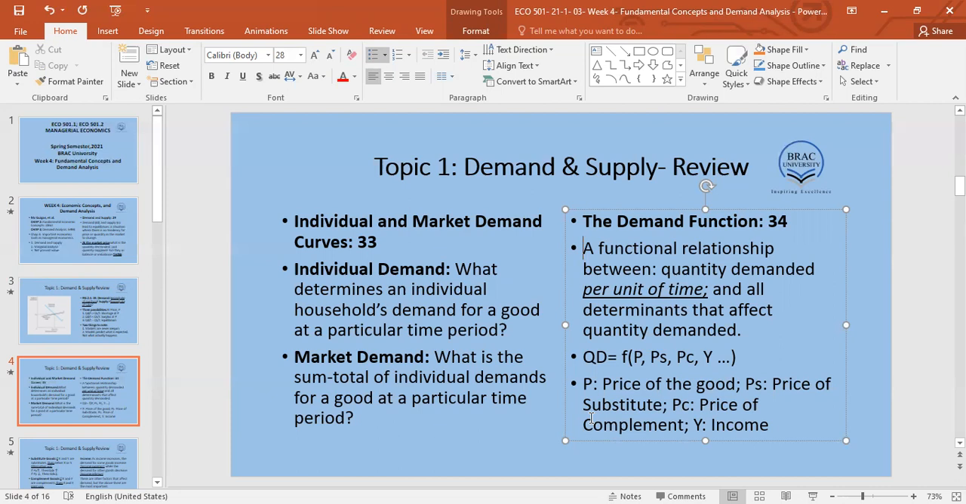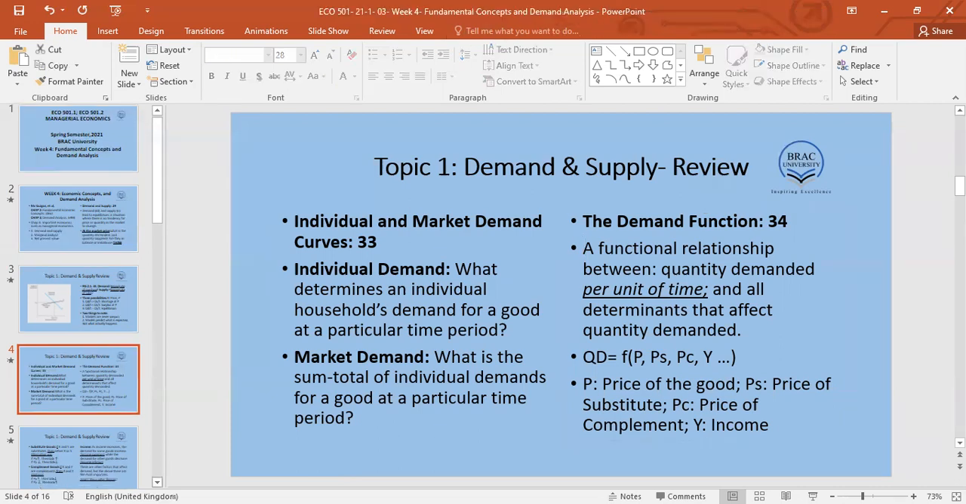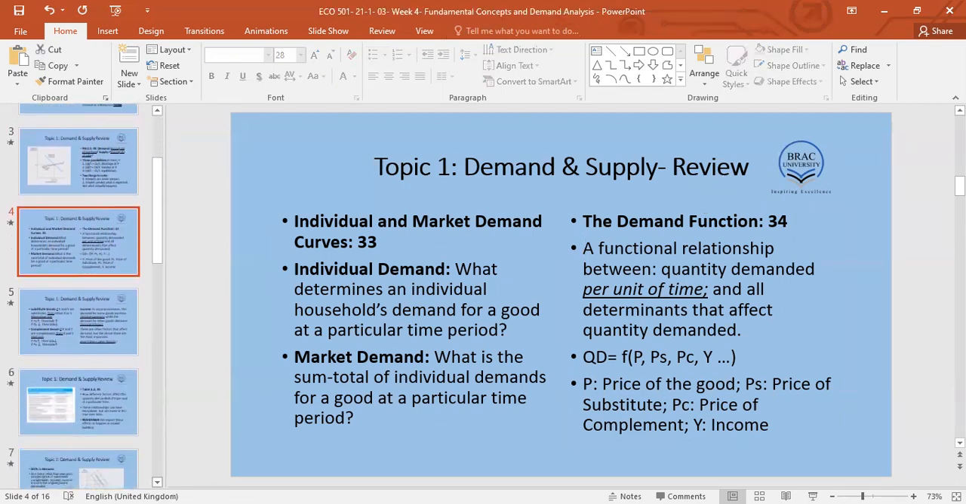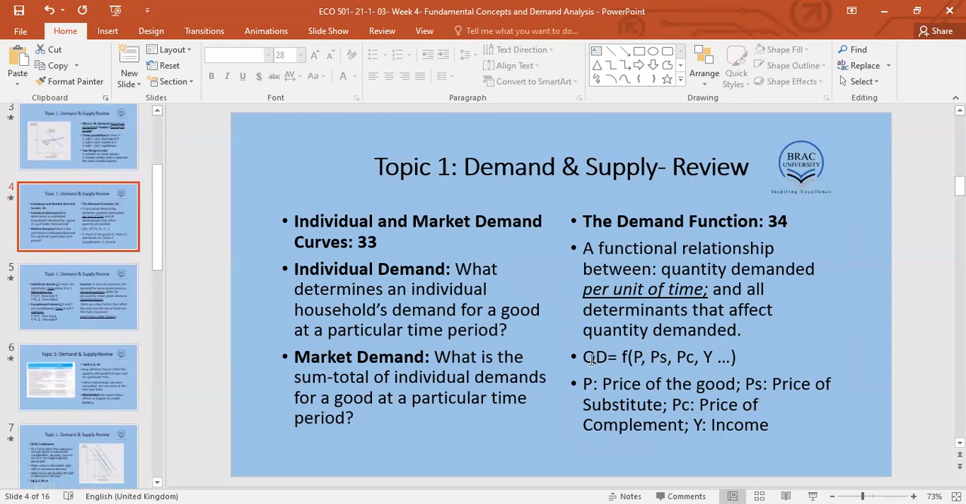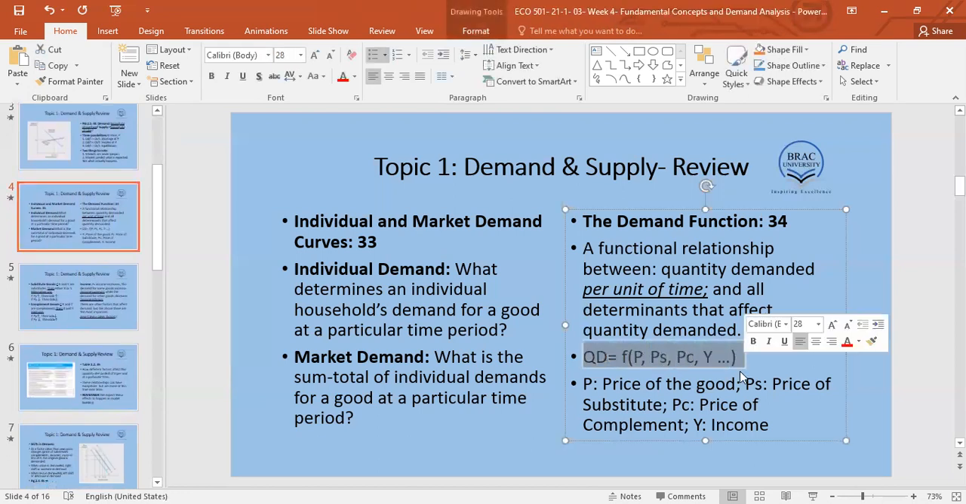Now, you might say that price of a commodity is not the only variable that determines demand for X. You're correct. This is all the variables that can influence the quantity demanded for X or any other commodity. The first one is the price of the good itself. Sometimes we call it own price. Second is the price of related goods. Related goods is defined as two types: PS, the price of substitutes; PC, the price of complements.